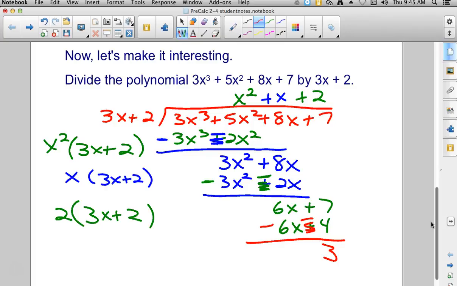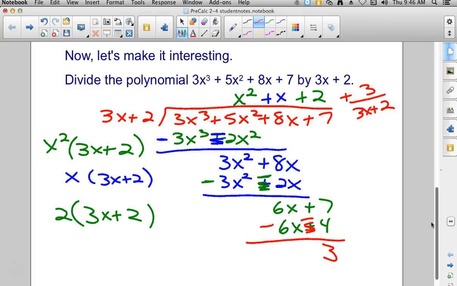So what's up with the 3? Things were going really well, and now all of a sudden we got a 3 down there. What is that? It is our remainder. So it's going to be 3 over our divisor. So plus 3 over 3x plus 2. And our answer would be x squared plus x plus 2 plus 3 over 3x plus 2.